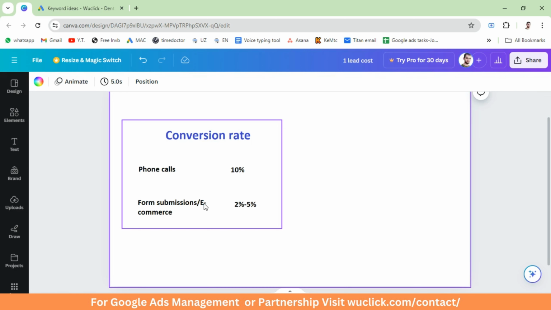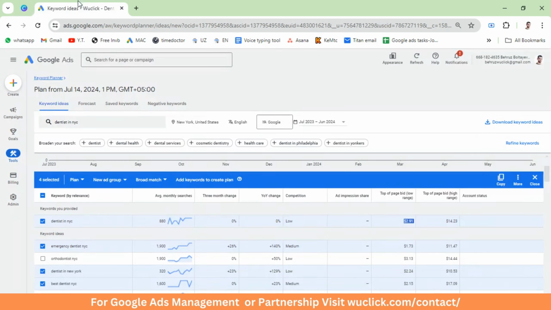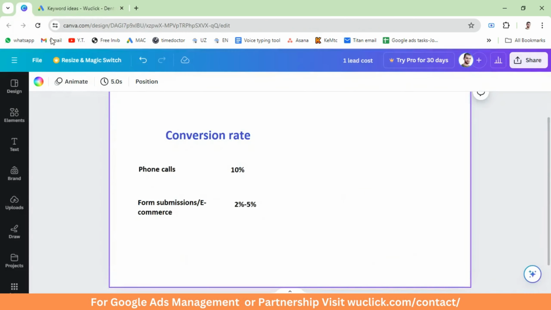For e-commerce, by the way, we're not going to use these dental keywords, of course, but you can get an idea of how to calculate those numbers. I've just put e-commerce here to give you an idea of how to calculate them. So let's get started.